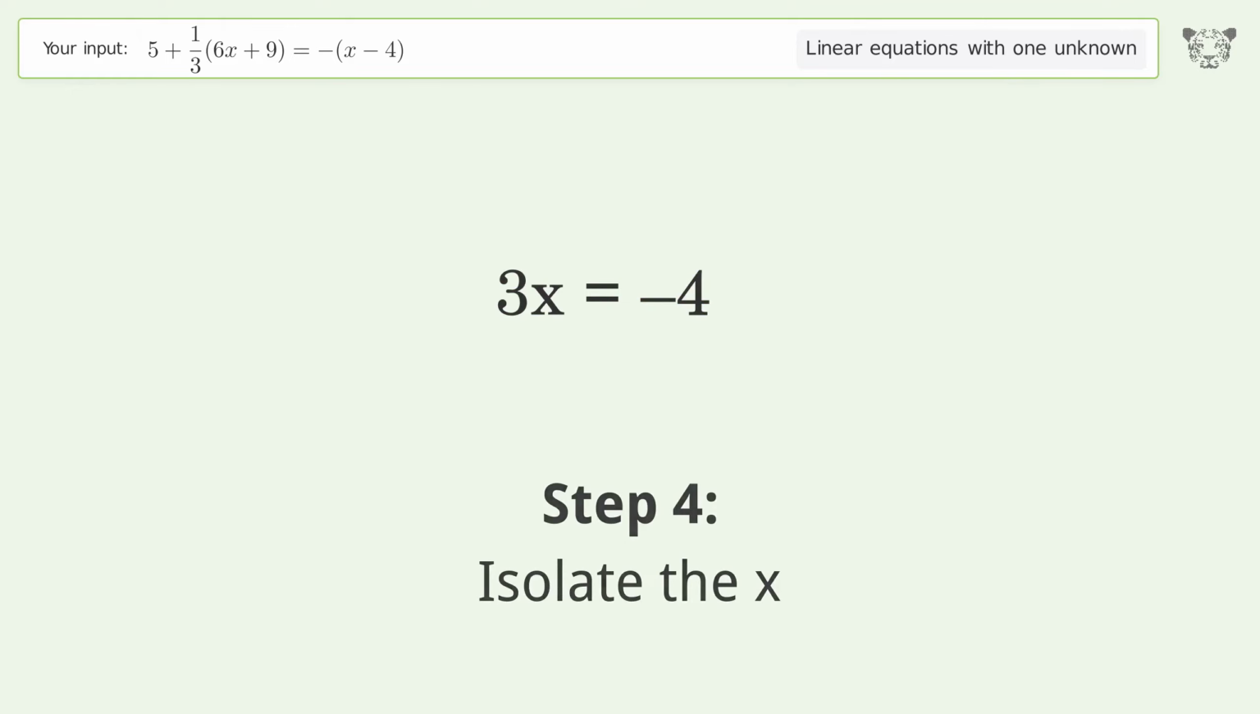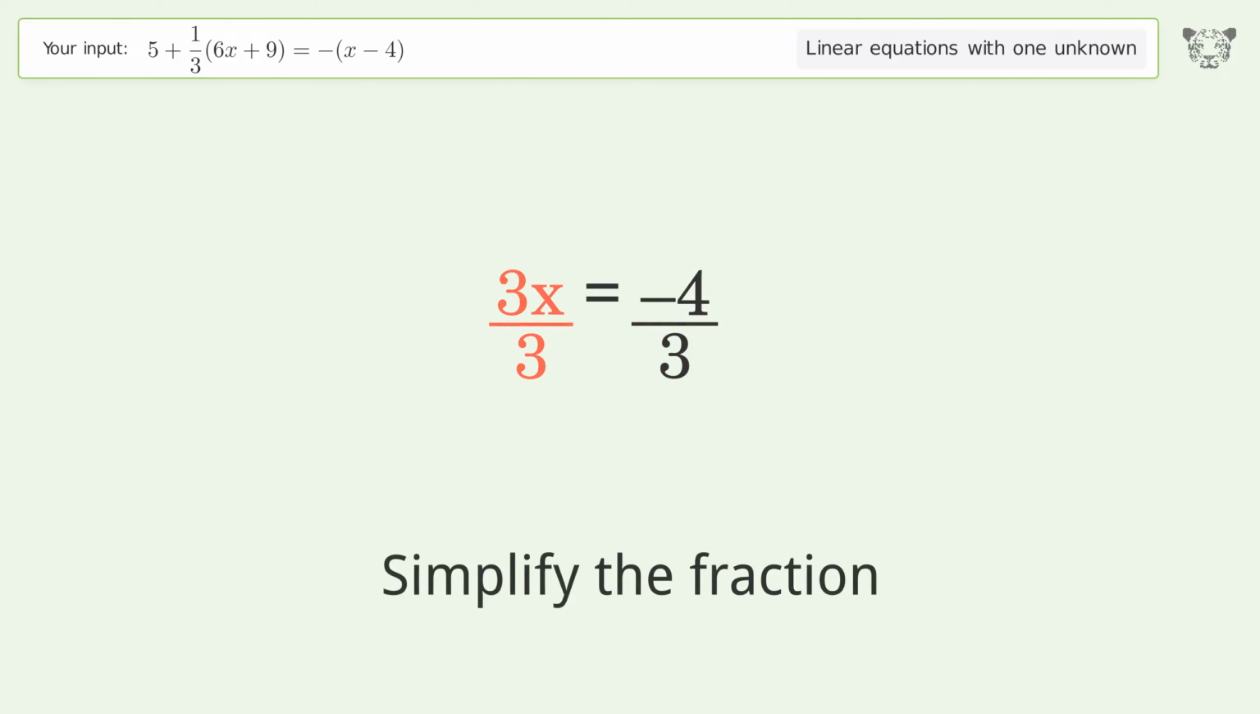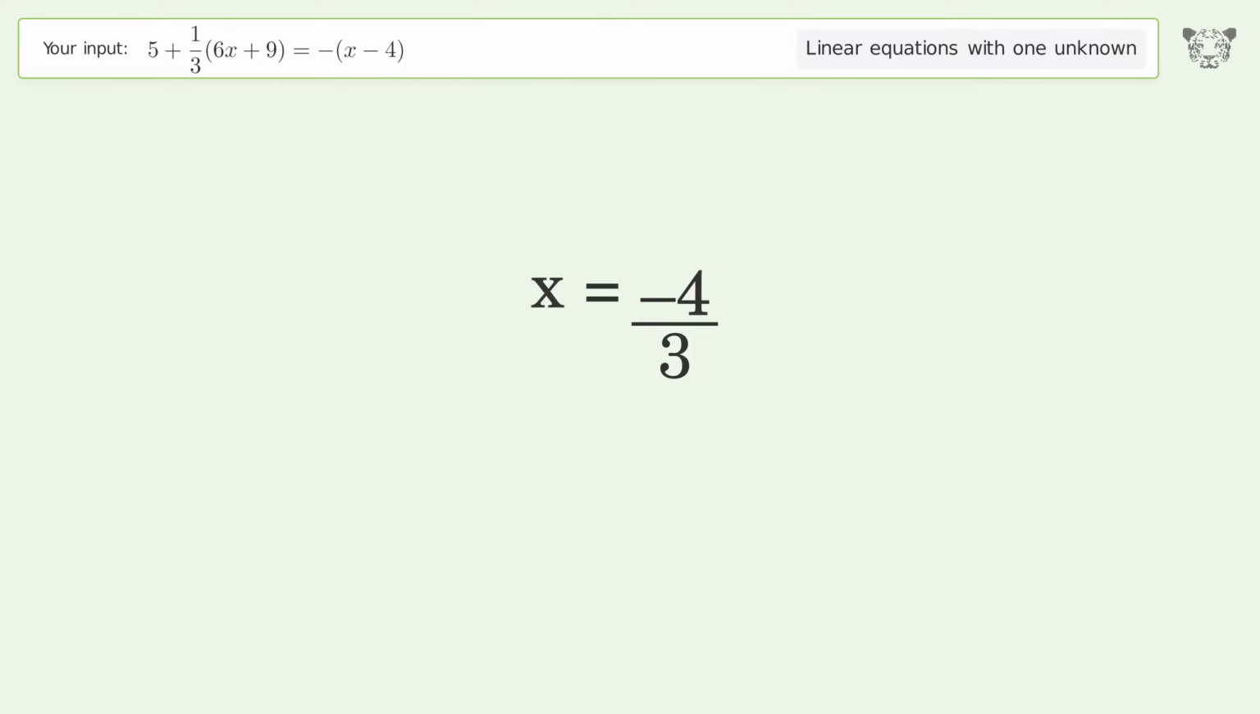Isolate the x. Divide both sides by 3. Simplify the fraction. And so the final result is x equals -4/3.